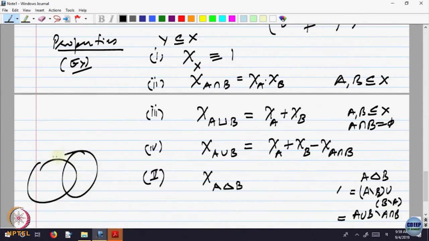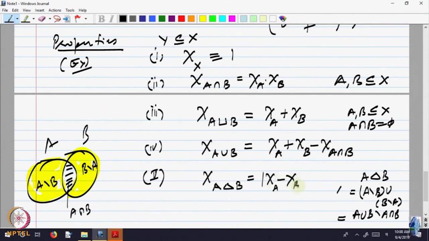So, pictorially, if this is A, this is B, then this is A intersection B. And what is the symmetric difference? The symmetric difference is precisely this is A minus B and this is B minus A, and this part is A intersection B. So, symmetric difference. Okay. So, what is this equal to? One can show it is the absolute value of chi of A minus chi of B. So, these are very useful properties of the indicator function. Okay. These are just functions, no continuity, nothing involved.